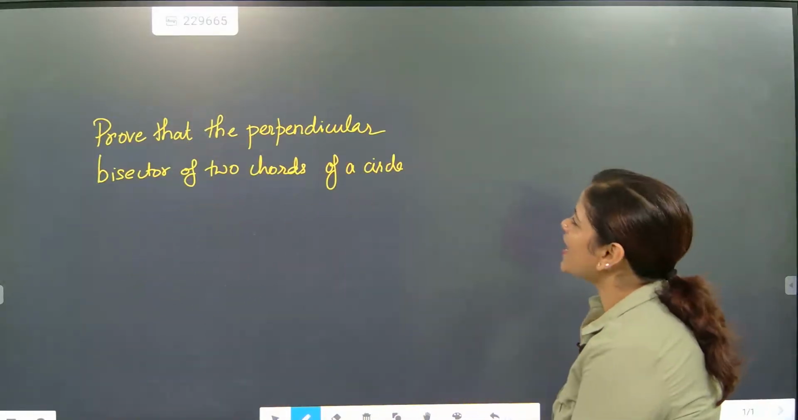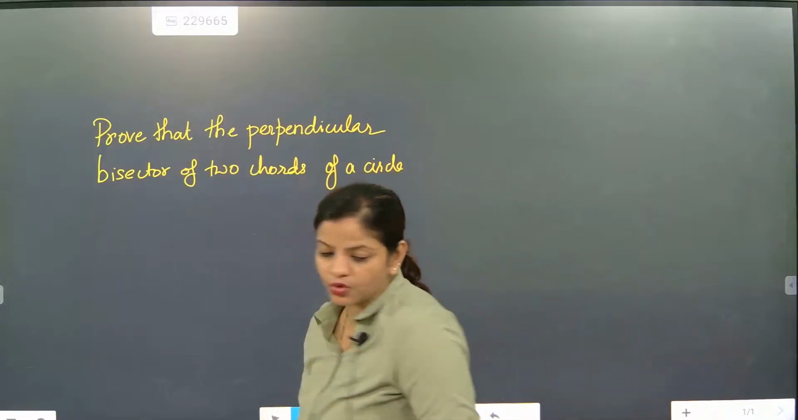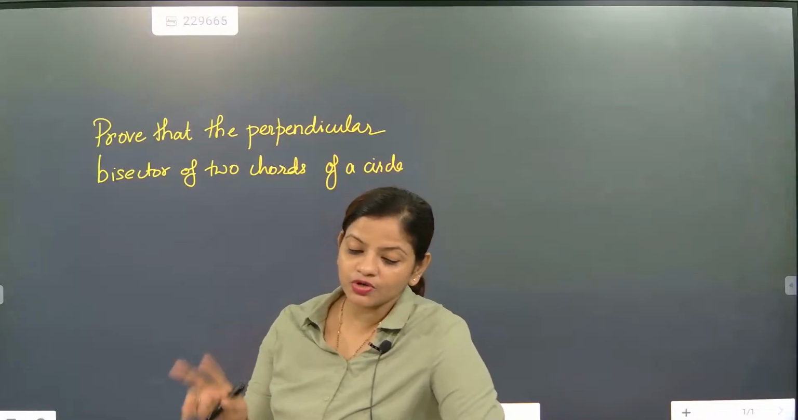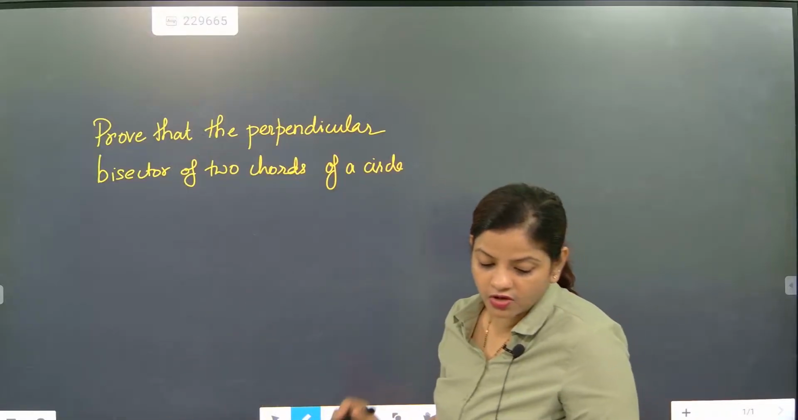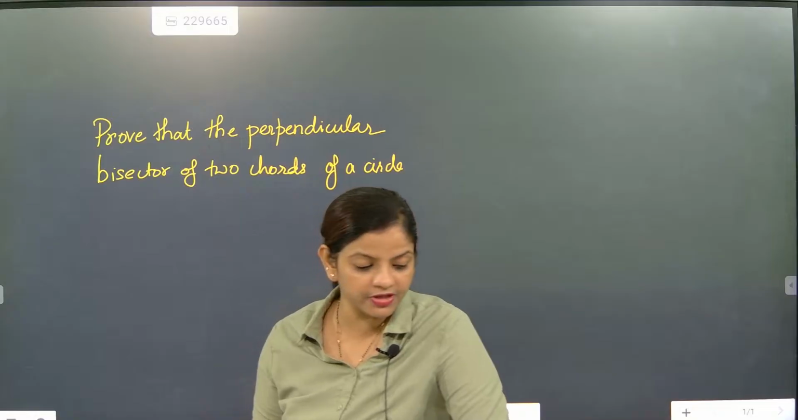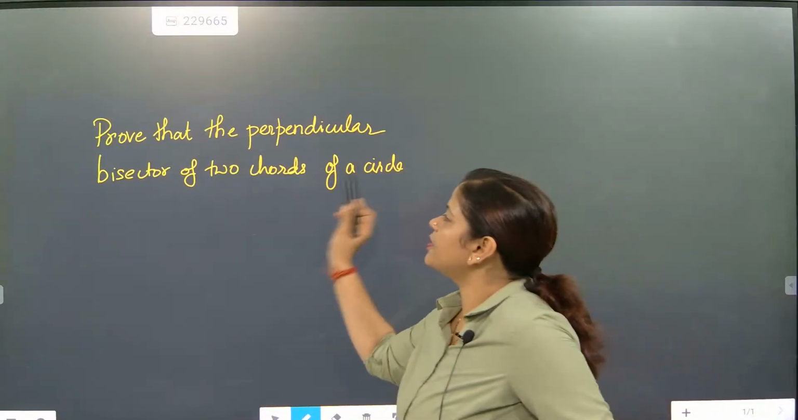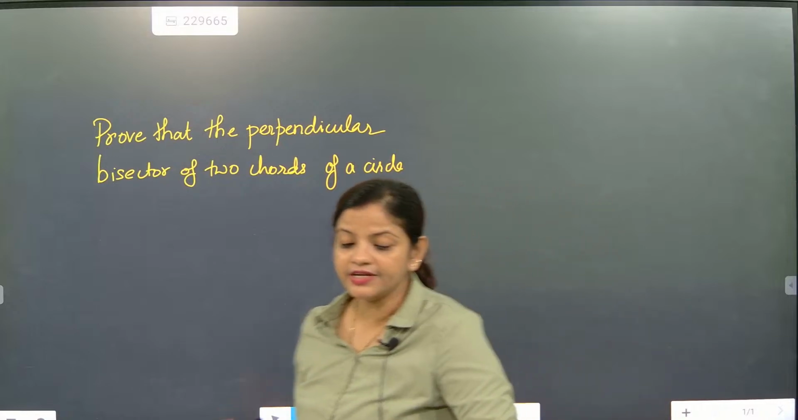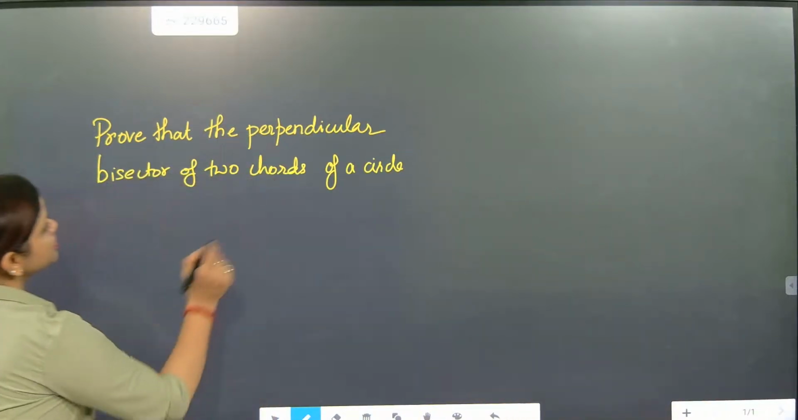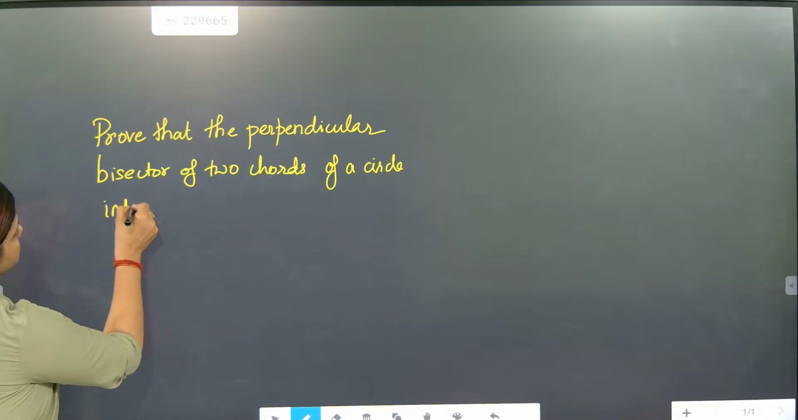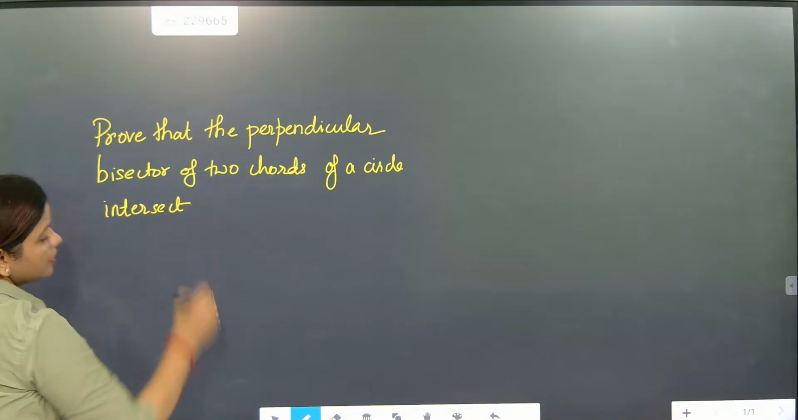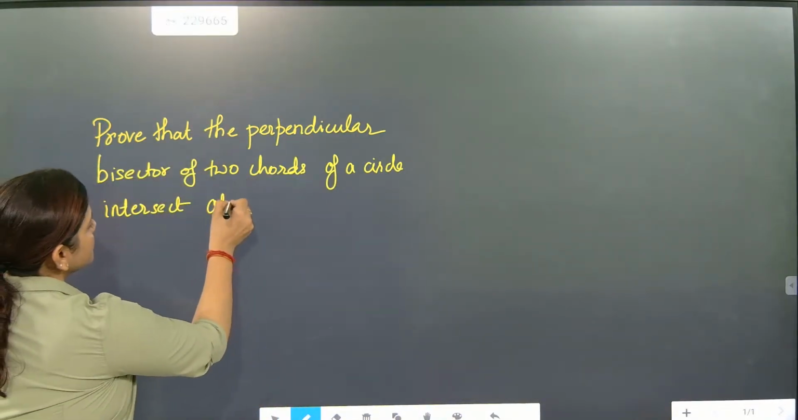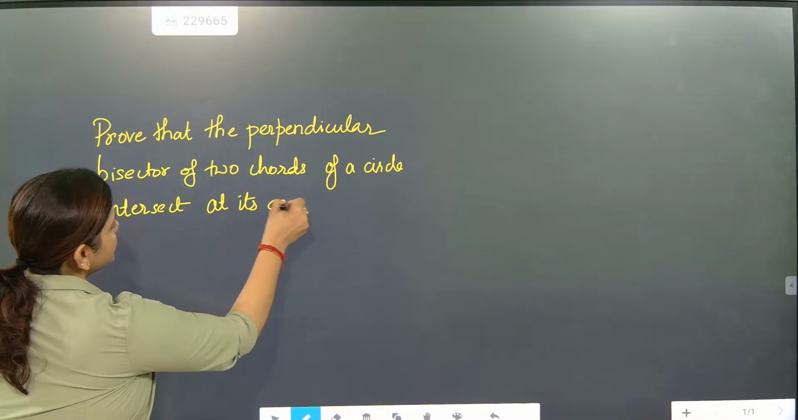Write down. Prove that the perpendicular bisector of two chords of a circle. You have missed the two theorems, monkey. The two theorems you are going to write. Now we are doing the corollary section. This is a very important part. Remember this one. So now write down, beta: prove that the perpendicular bisector of two chords of a circle intersect at its center.